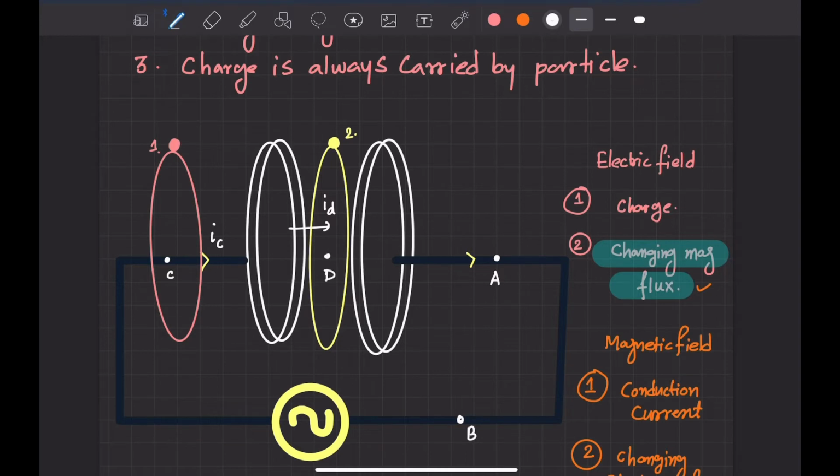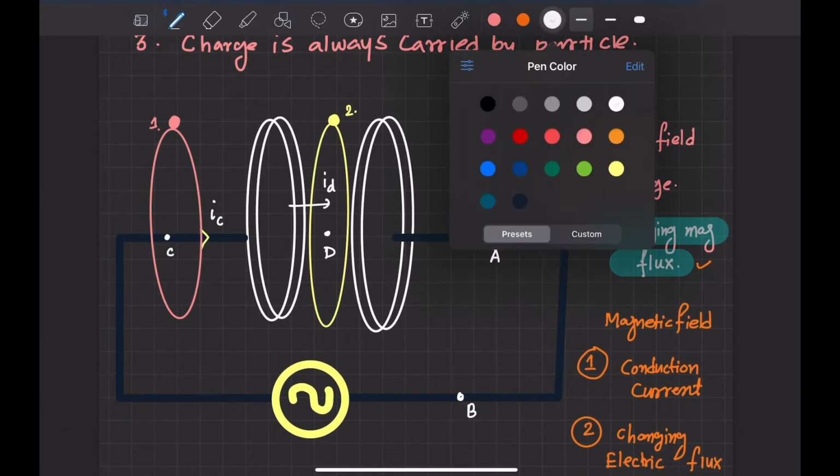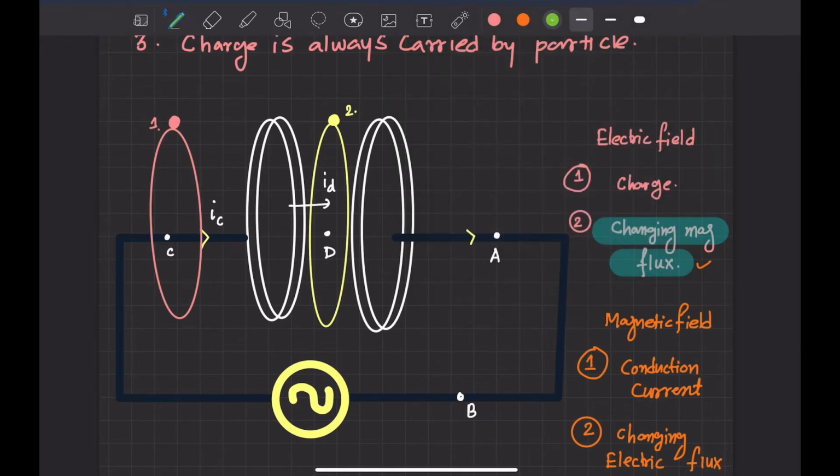Let's talk about all these 4 points. All these 4 points, all the currents, they are definitely complete, right? So I can write at the point A IC plus ID, here also IC plus ID, everywhere is I, here also IC plus ID, and also here at the point D that should be IC plus ID.